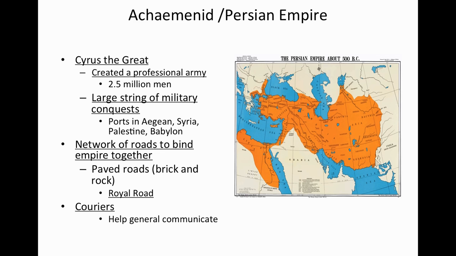One of the empires that emerges in period 2 is the Persian Empire, also known as the Achaemenid. Remember that there were two rulers, Cyrus the Great and his son Darius. The Persian Empire was known for its large professional army. That means these men were professional soldiers, not volunteers. There were a large number of military conquests.